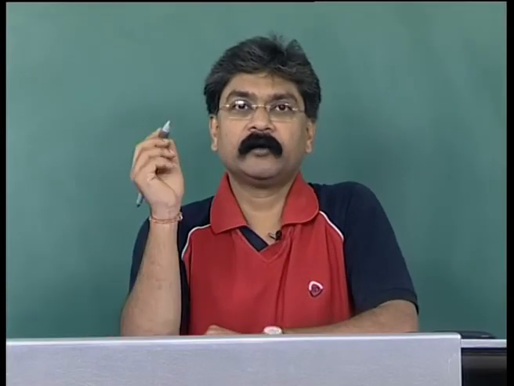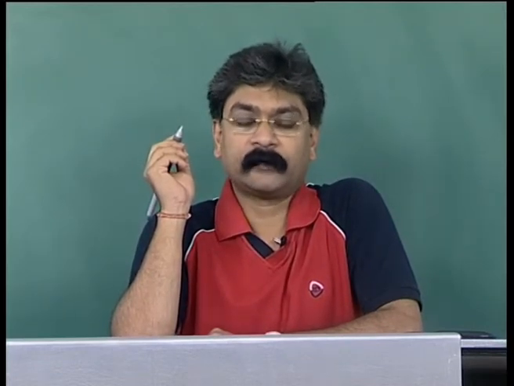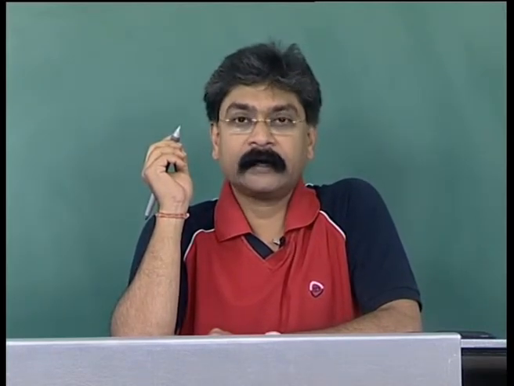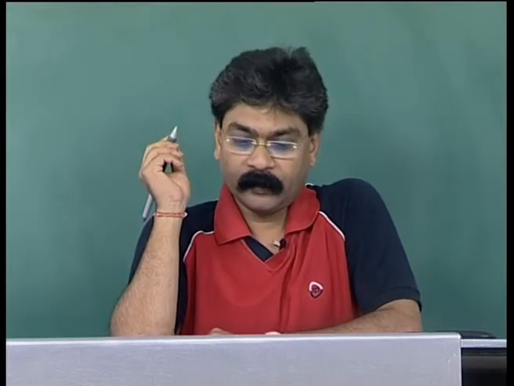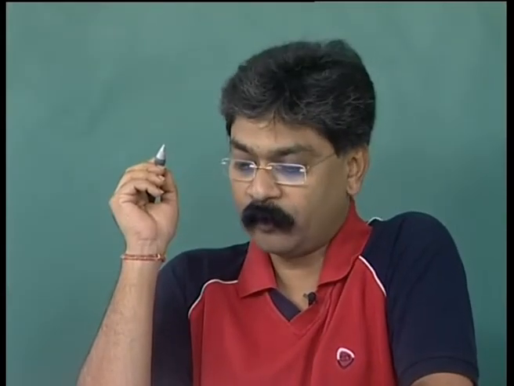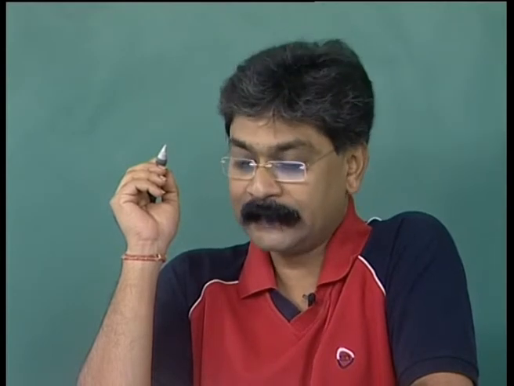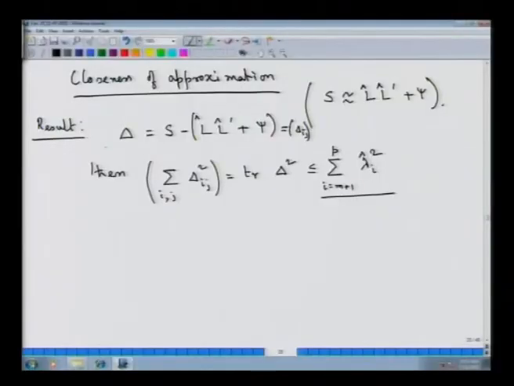In this lecture, we continue our discussion on methods of estimation of L and psi of a factor model. In the last lecture, we had discussed the principal component method for estimation of L and psi, and we had come up to the point of looking at the closeness of the approximation of S by L hat L hat transpose plus psi hat. We stated a result in the last lecture, denoting by delta the matrix S minus L hat L hat transpose plus psi hat, delta ij being the ijth element of this delta matrix.